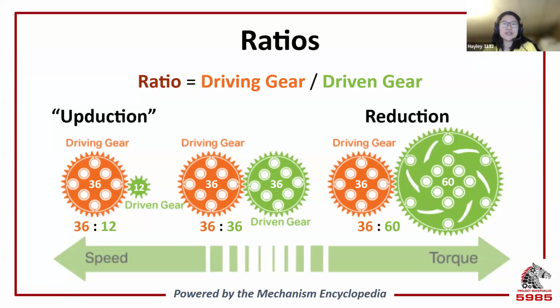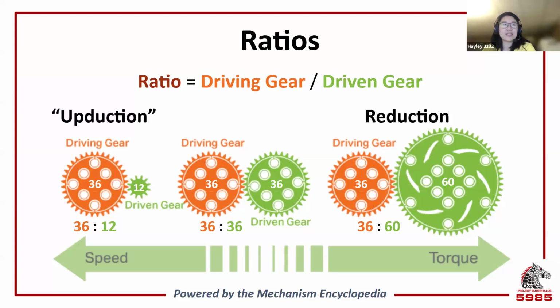Ratios are found by dividing the number of teeth on the driving gear by the number of teeth on the driven gear. When analyzing a gear pair, the driving gear is the input and the driven gear is the output of the system. On the left, we have our higher ratios, which result in higher speed, lower torque. And on the right are the lower ratios or higher reductions, which result in lower speed but higher torque.